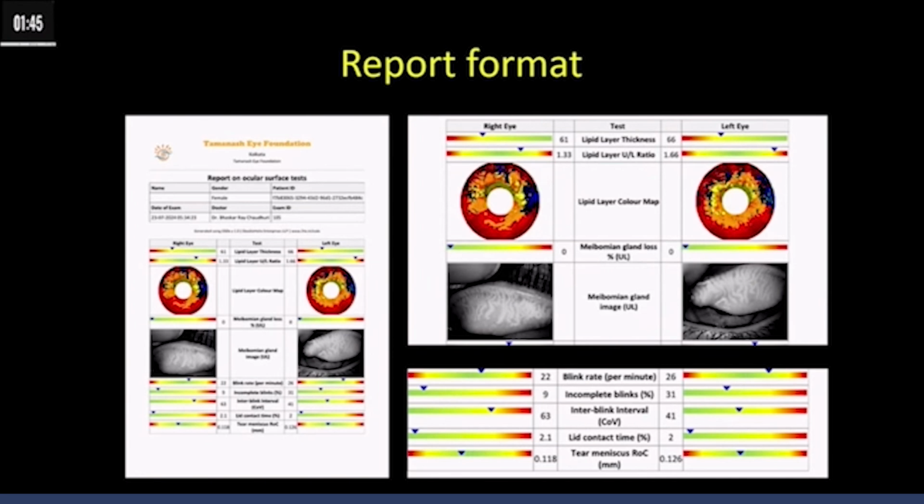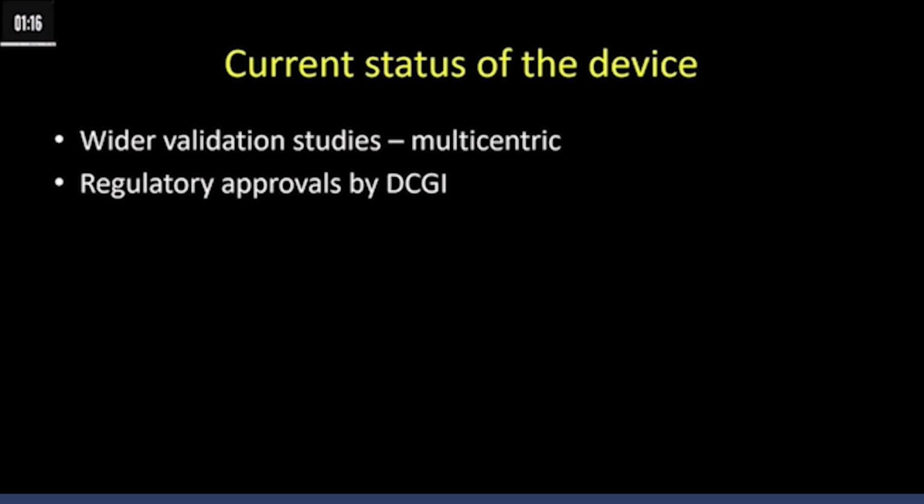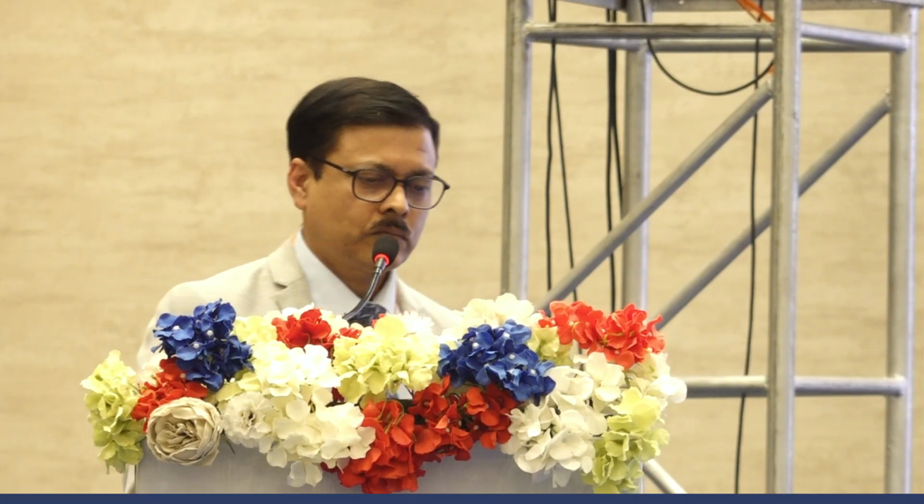So to conclude, we have been able to do breakthrough central lipimetry live at 10 frames per second, a color-coded thickness map for easy identification by the clinician, an in-depth blink analysis which includes lid contact time and interblink interval, focus assist in meibography to capture the perfect image every time, fully automated gland segmentation and loss area calculation, and a very compact form factor which is space saving. So now we are going for wider validation studies which are multicentric, and we are waiting for regulatory approvals by the DCGI. Thank you.